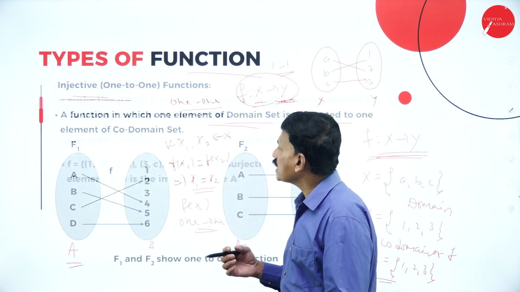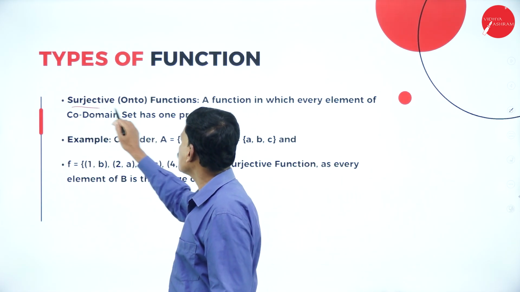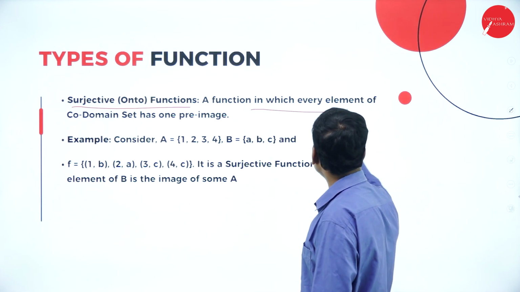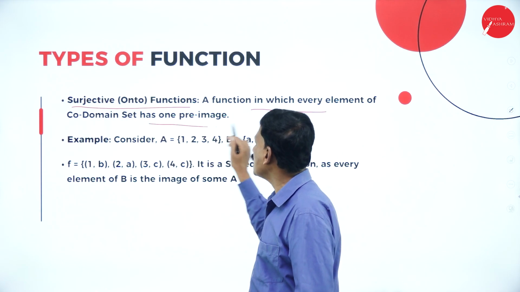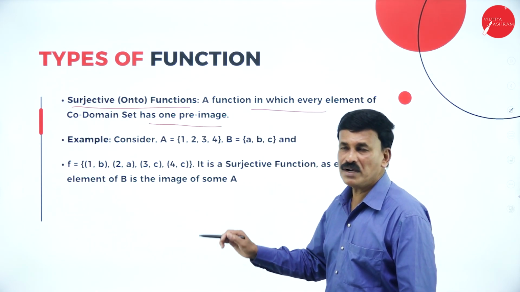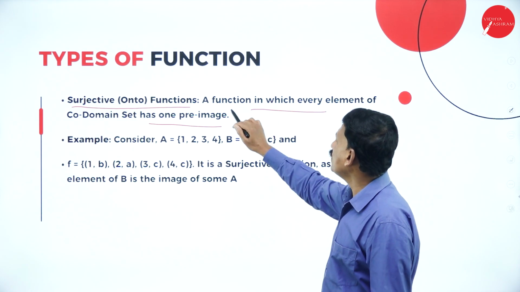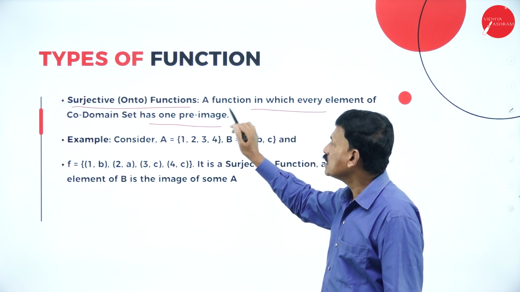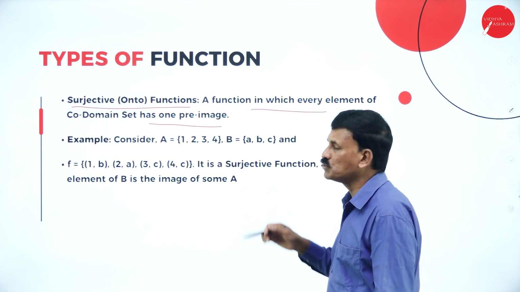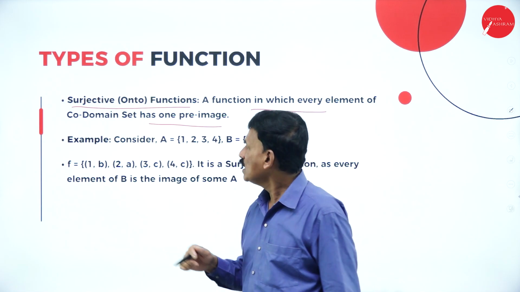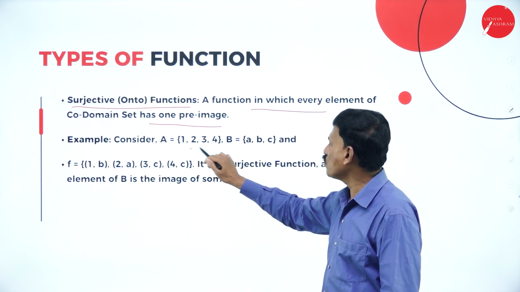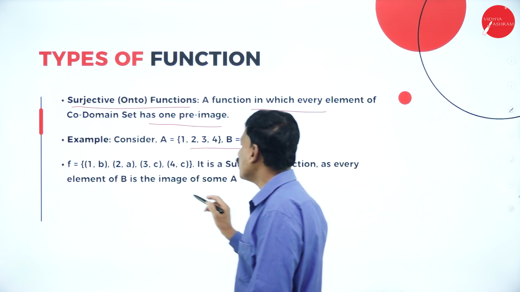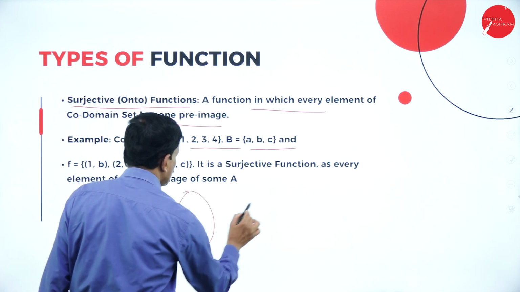Now, let us come to the second type, the surjective function, which is also called an onto function. Onto or surjective: a function in which every element of the codomain set has a pre-image. Every element of the codomain set has a pre-image, then such a function is called an onto function. Let us consider, for example, A is equal to 1, 2, 3, 4 and B is equal to a, b, c, d.